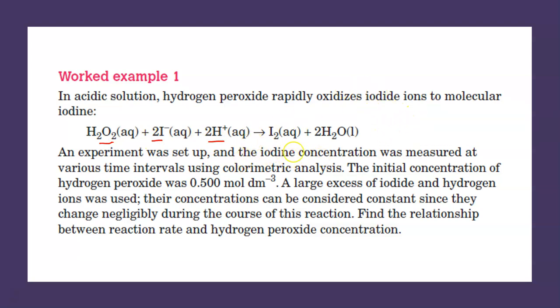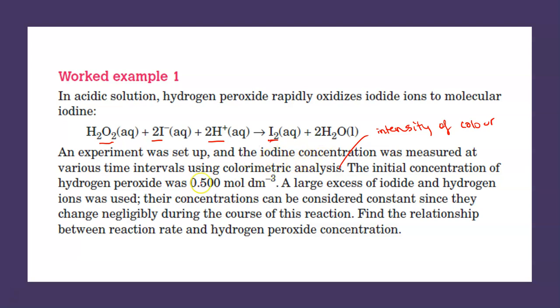It was set up and the iodine concentration was measured at various time intervals using colorimetric analysis. This is measuring the intensity of color, which we can do because iodine is a colored reagent. So just like bromine, the ions are non-colored, but the halogen itself in its diatomic form will be colored. So the color will increase as this reaction progresses to produce more products.